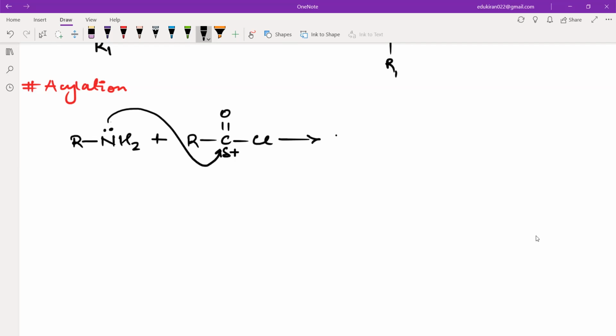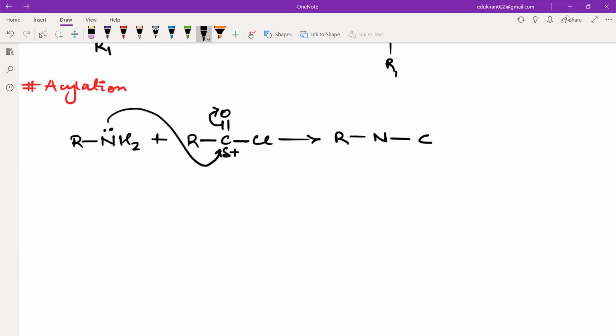So let us see. We have R with nitrogen. Nitrogen has attached to the carbon. As soon as it attacks the carbon, one of the carbon bonds will break, yes or no? Carbon has this sigma bond, this is also a sigma bond, and this double bond O has one pi bond. Obviously the pi bond is easier to break, so one of the pi bonds will break.